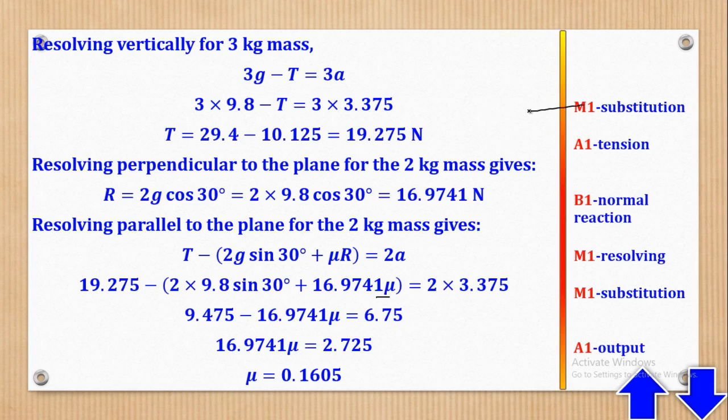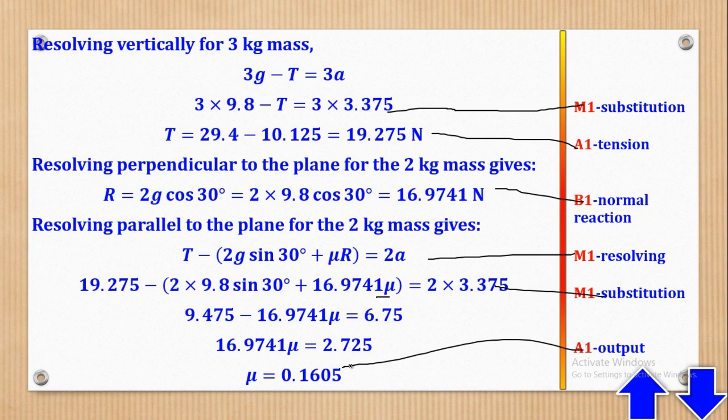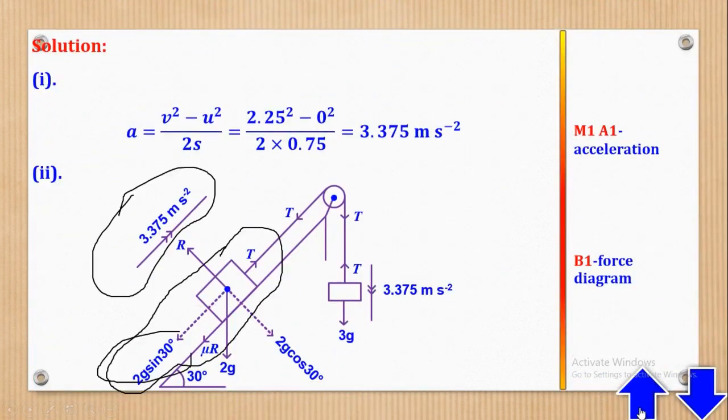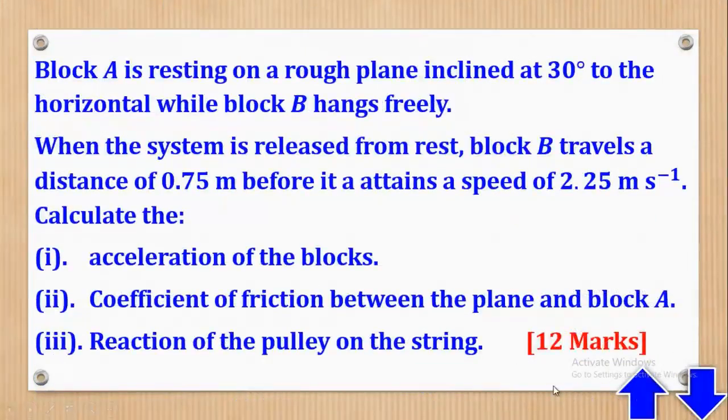So before we go to the next slide, let's see how much can be awarded for this slide. M1 for substitution and A1 for the tension, B1 for getting the normal reaction, M1 for resolving, and M1 for substituting, A1 for output. So that is Roman 2.